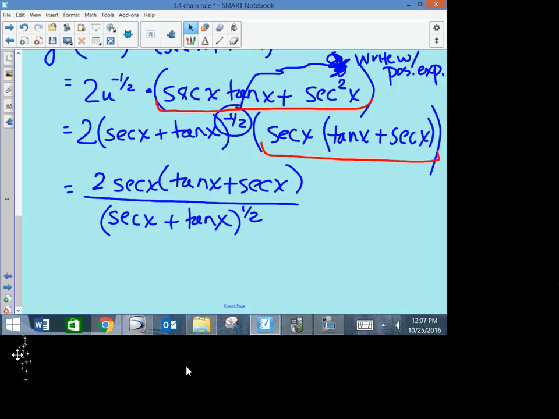We put the 1/2 to the bottom, just this piece, not the 2. Just the negative 1/2 to the bottom as a positive 1/2 exponent.